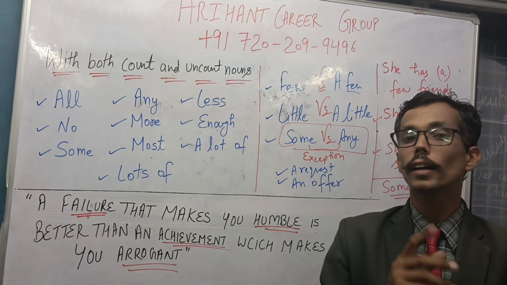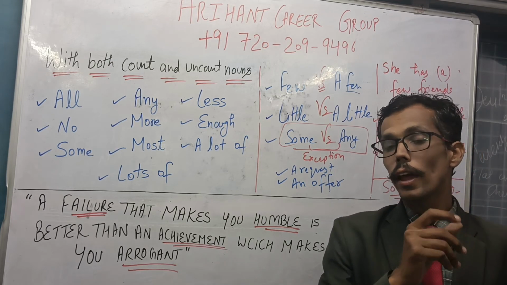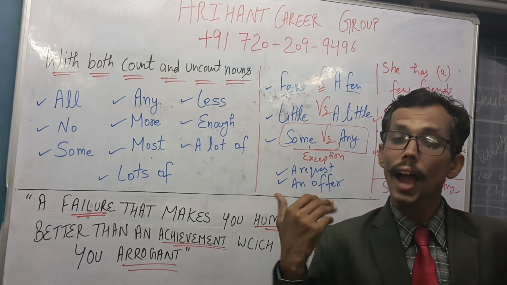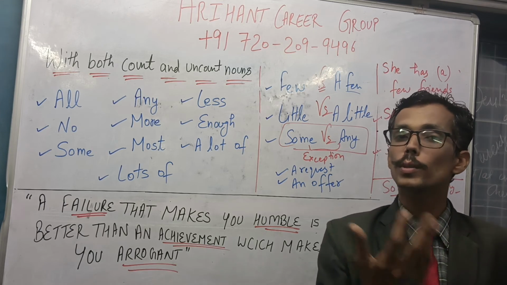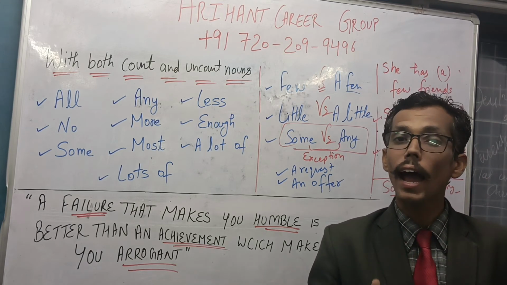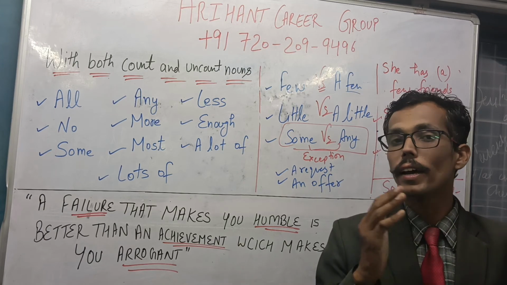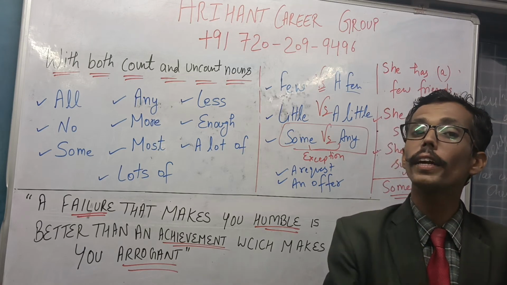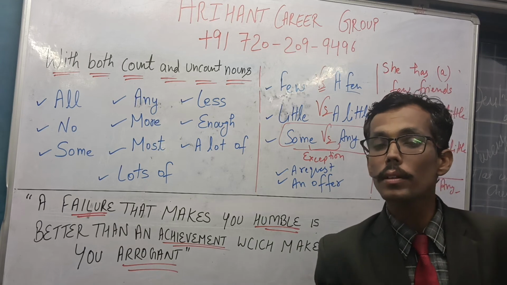For example, in the first sentence, what I said, she has some apples. If I want to say that she doesn't have some apples, then actually I'm using some here, which is incorrect. I'm supposed to say that she does not have any apples. Number one, she does not have any apples. So this is a negative statement. On the side of the interrogative statement, does she have any apples?